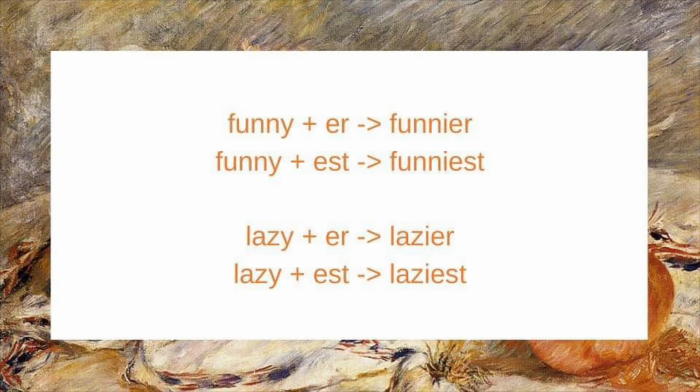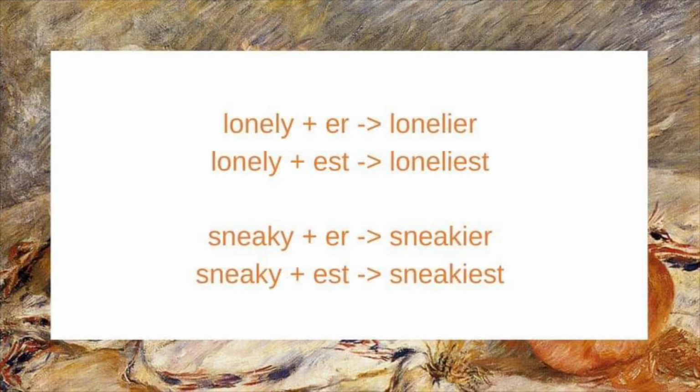For most one- and two-syllable adjectives that end in the grapheme y, not a digraph that contains y, the y toggles with i, and then the er or est suffix affixes to the end of the adjective. Funny, funnier, funniest. Lazy, lazier, laziest. Lonely, lonelier, loneliest. Sneaky, sneakier, sneakiest.